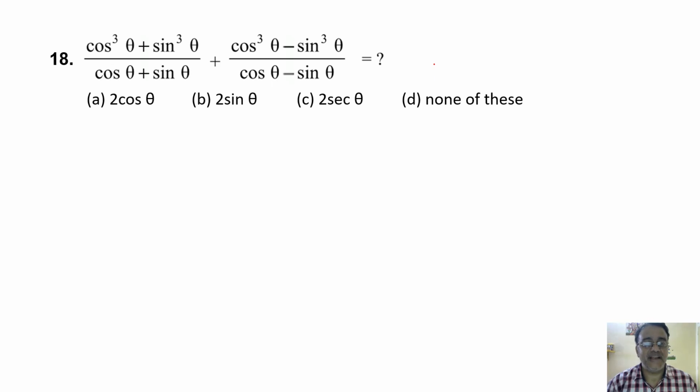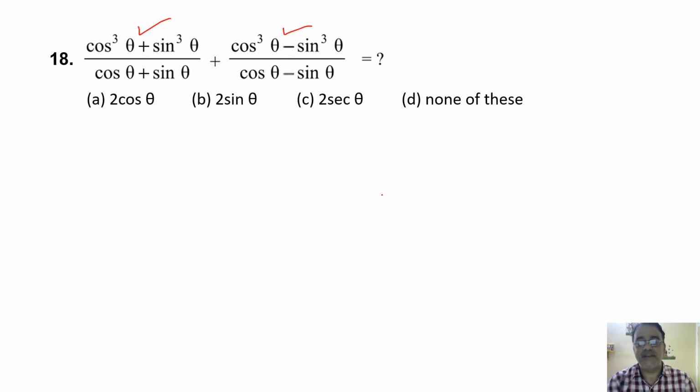Cos cube theta plus sin cube theta upon cos theta plus sin theta, plus cos cube theta minus sin cube theta upon cos theta minus sin theta, is equal to question mark. This is a very easy question and a very good question also. Here we have to use the a cube plus b cube formula, and here the a cube minus b cube formula, right? So what is the a cube plus b cube formula? A plus b into a square plus b square minus ab.